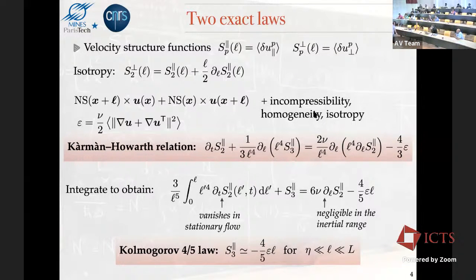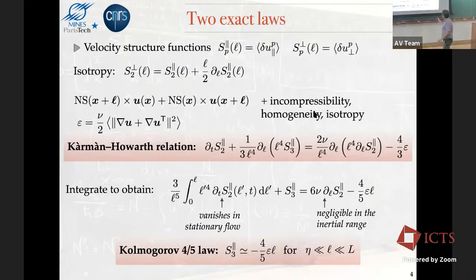Exactly. So you can write something like delta ui delta uj, which will be a second order tensor. This thing depends on the vector, which is the separation. So you write the isotropic form for that, and then you contract to get the longitudinal and the transverse part of this thing. And this is giving you a relationship between the coefficients, which are functions of just the scale, and this relationship between the coefficients is giving you this equation.